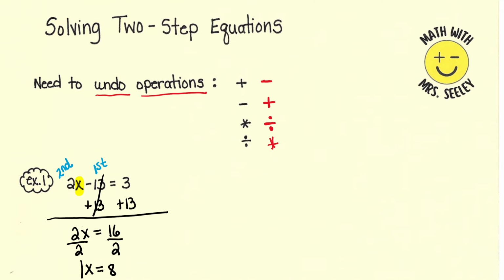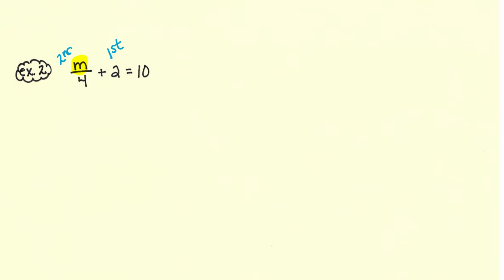Let's take a look at the second example. Once again, this is what we're trying to solve for. You want that m all by itself. You're going to do this first, and if you're attached to the variable, you're going to do that second. So this is a plus 2, so we undo plus with minus. So minus 2, minus 2. We got to be fair. Those cancel, and I have m over 4 is equal to 8.